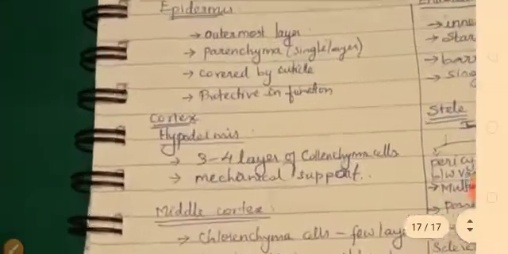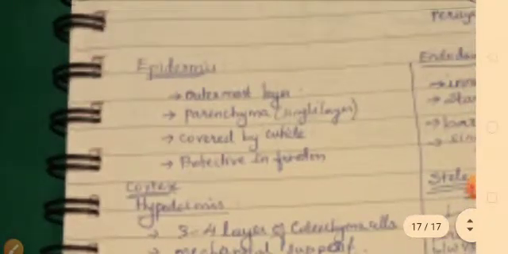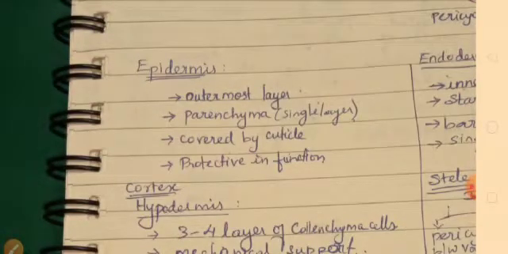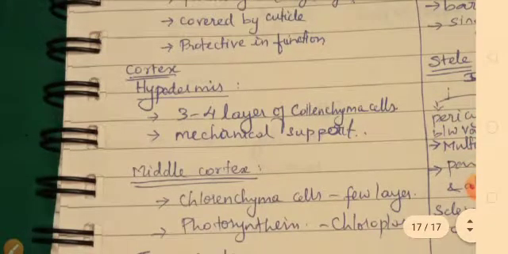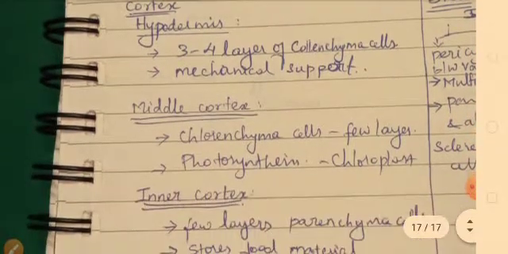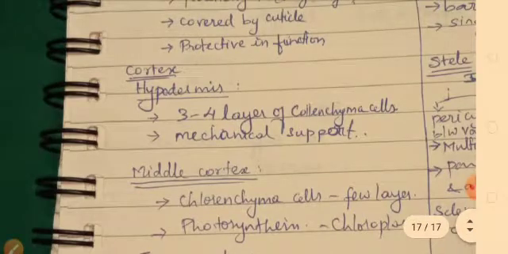Coming to the epidermis, it is the outermost layer. It is made up of a single layer of parenchyma cells covered by cuticle, and it is protective in function. It protects the inner tissues. Next is the cortex. You have hypodermis, middle cortex and inner cortex, three parts here. Three to four layers of collenchyma cells are present in the hypodermis, and it is helpful in mechanical support.